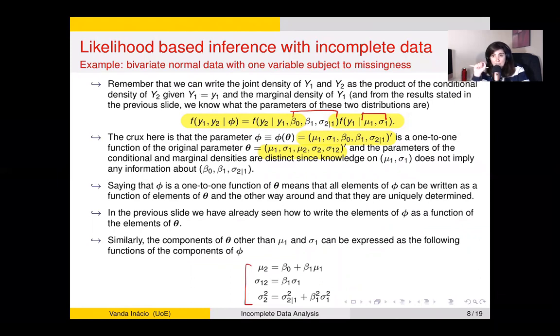And they are the parameters in psi. These are the parameters of the conditional and the marginal, and the parameters theta are the parameters of the joint distribution. They are in a one-to-one correspondence. And further, when I do this factorization of the joint, that it's equal to the conditional times the marginal, the parameters of these two distributions are distinct.